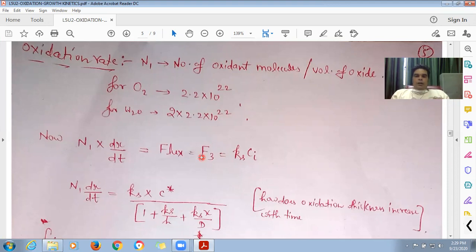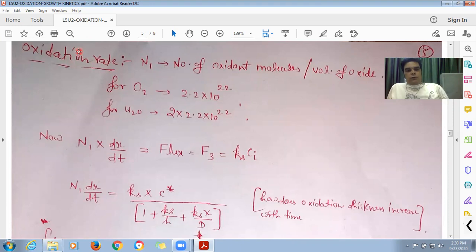In the final conclusion of the previous lecture, we calculated the values of C0 and Ci, and considered two cases: in one case diffusion was dominating, and in the other case reaction-controlled oxidation was dominating. Now in this lecture we need to find the oxidation rate.